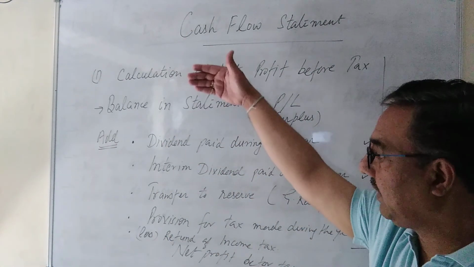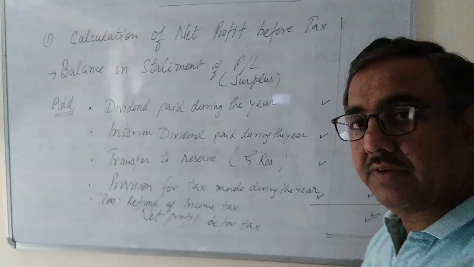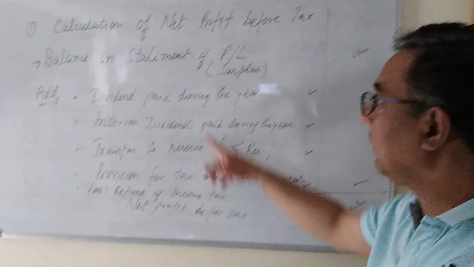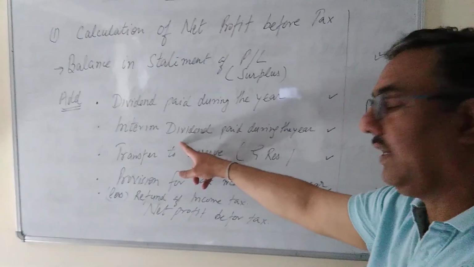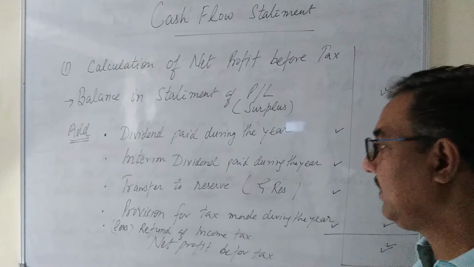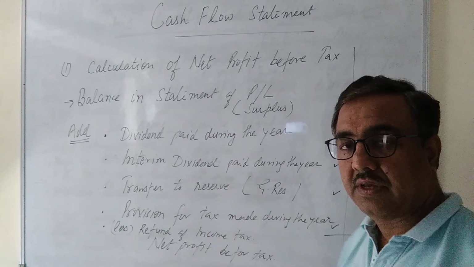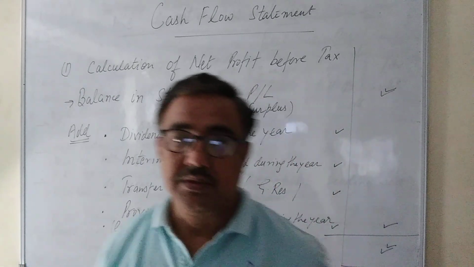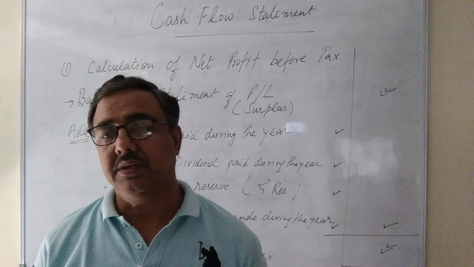This is the very first working note. Please note it down. You can see this format very carefully here. If you could not look here, please see: balance, dividend paid, interim dividend, transfer to reserve, provision for tax and all. Please copy this. I will explain it in the question now. This is a very important part, or the first step, to get the operating activity.